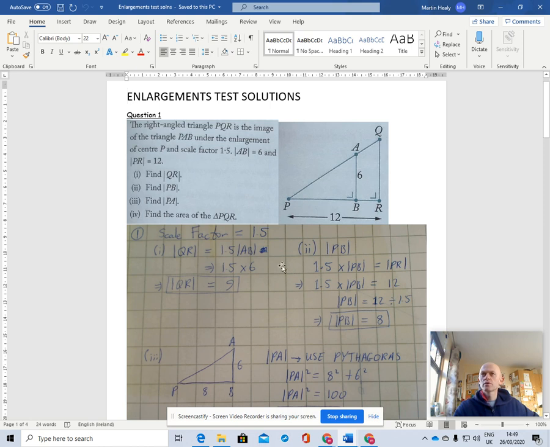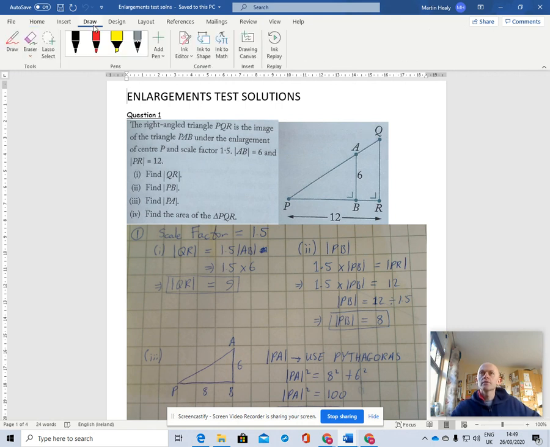Okay, guys, I'm just going to go through the enlargements test. So the first question was handy enough. The scale factor is 1.5. You're given a side of the original shape, PAB, and then you're given the image. So your first question is find QR.